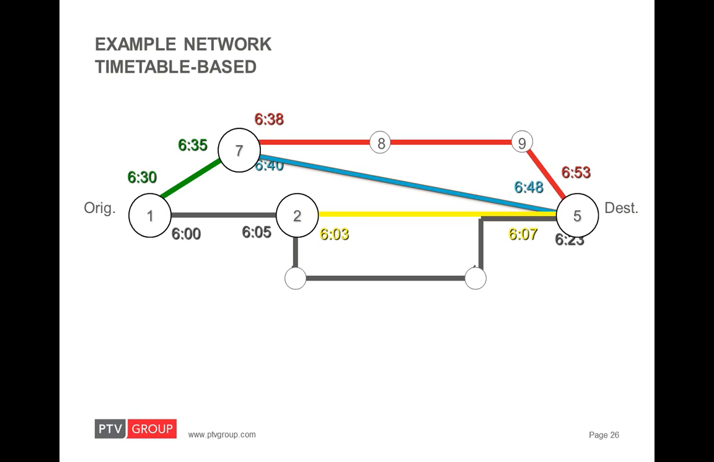So from a timetable-based view, the fastest connection is to take the green line and then to take the blue line, because with this we have an early arrival, or even better, we take the direct bus service, which is the black line.